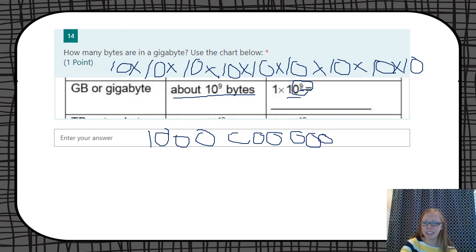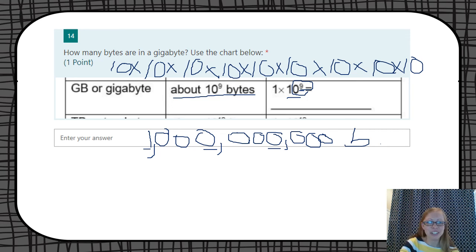I count back every 3 zeros to put my commas in. A little sloppy, but that's all right. Oops, one more comma. And I know that 1 gigabyte is about 1 billion bytes. 1 billion bytes. I'm going to put my B for bytes here. If you go back, this is the thousands place. This is the millions place. This is the billions place, so a lot here.